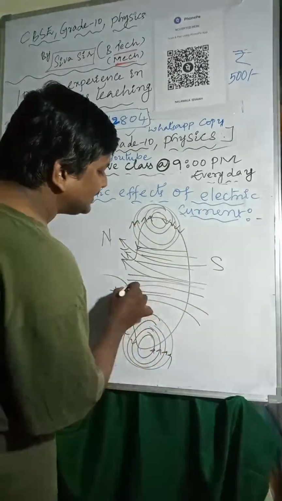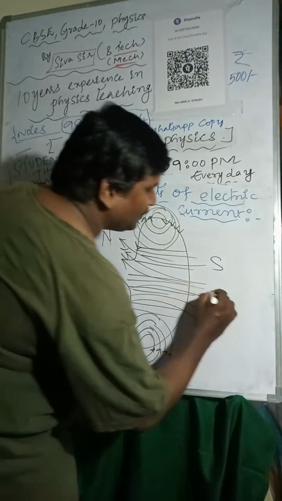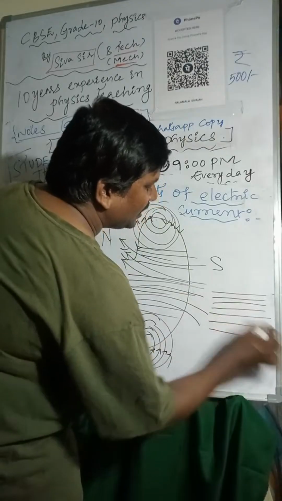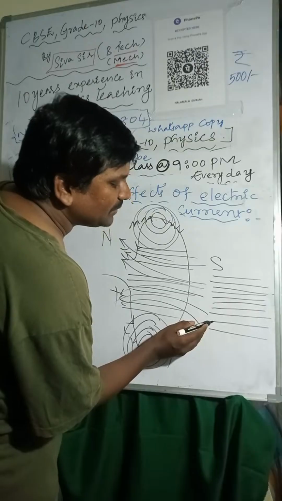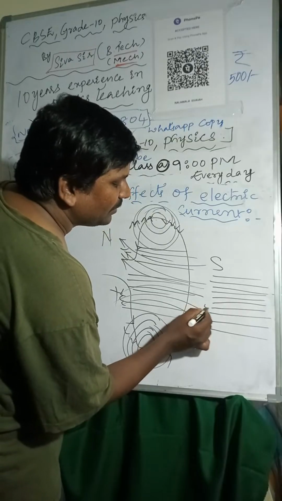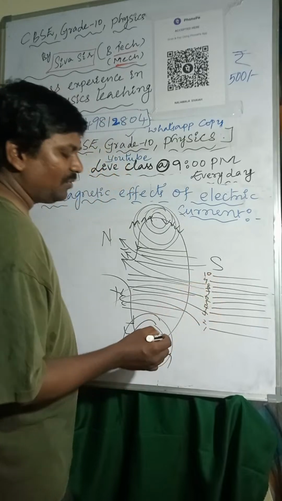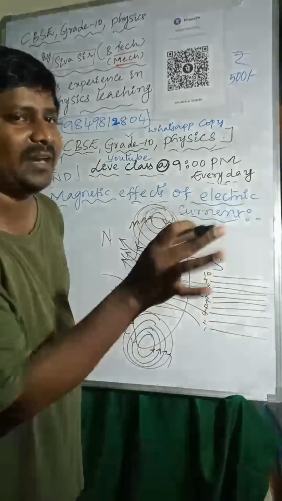So if the field lines are parallel, what happens? If you are taking the parallel lines here, this magnet will add to this magnet. So 1, 2, 3, 4, 5, 6, 7, 8, 9, 10. Sir, why are you writing numbers? Those lines are considered as the magnetic field lines.